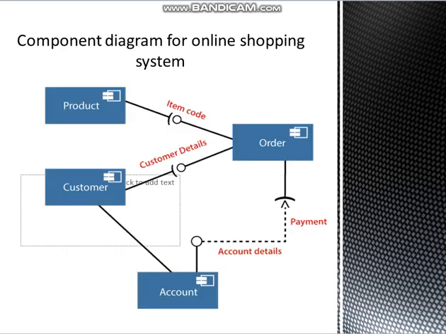And here we have a component diagram for an online shopping system, where an order is placed using the item code of the ordered product and the details of the customer who has ordered the product, along with the account details of the customer. And this is a typical component diagram, and this indicates a certain online shopping system. Thank you.